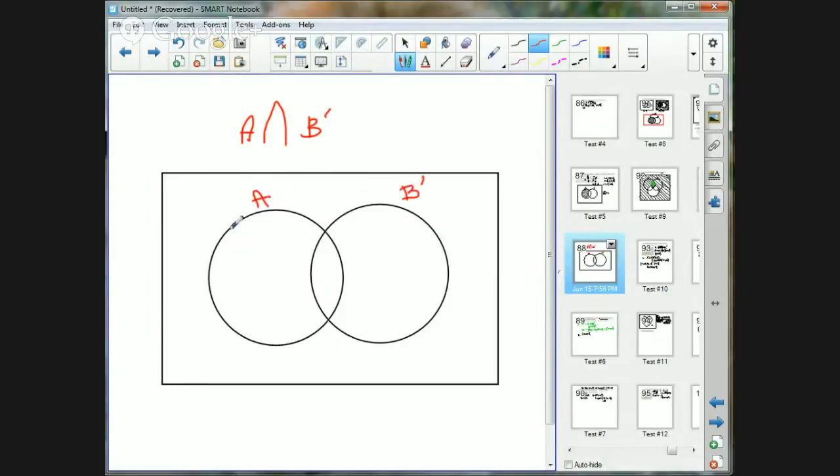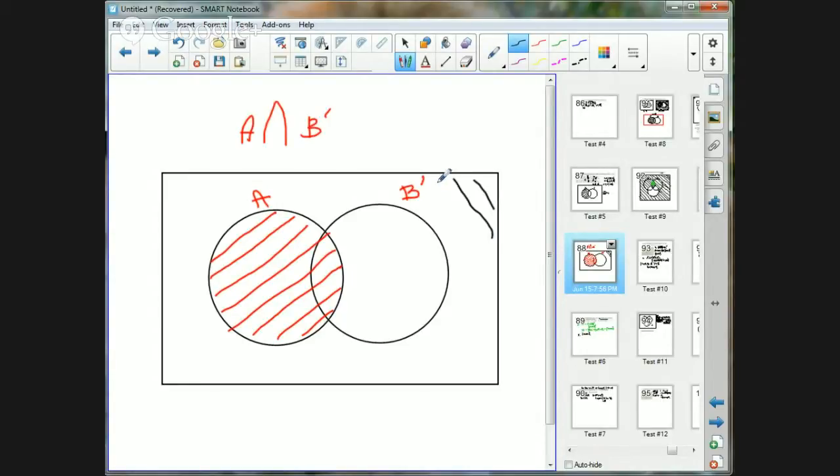So first of all, A. So we line A. Okay, secondly, B complement. B complement is everything outside of B, which includes the universal set, and it includes A, but not where A and B intersect.